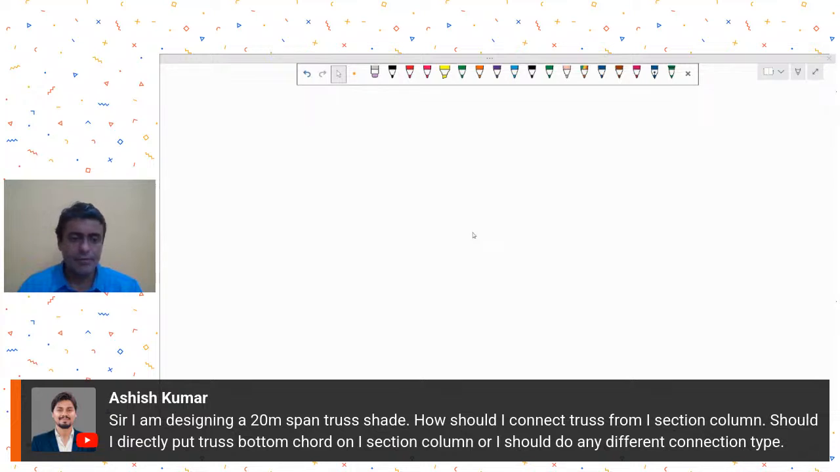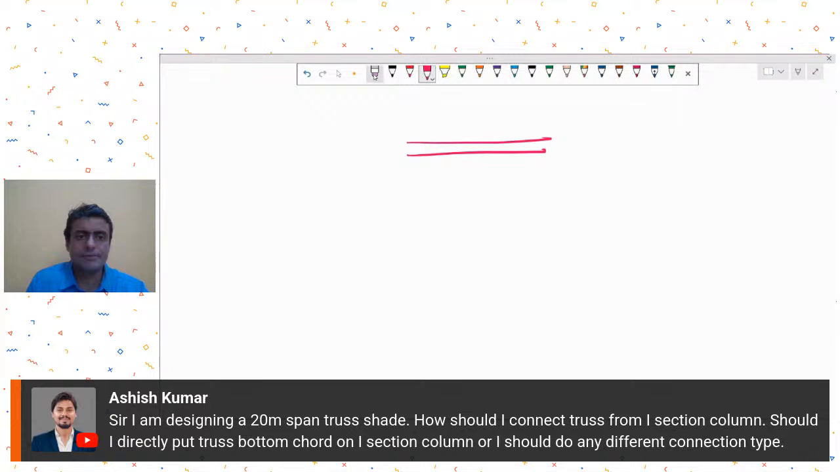I'm designing a 20-meter span truss shed. How should I connect the truss to the I section column? Should I directly put the truss bottom chord on the I section, or should I use a different connection type? So yeah, you can put the bottom chord.